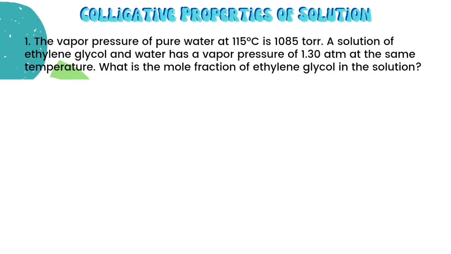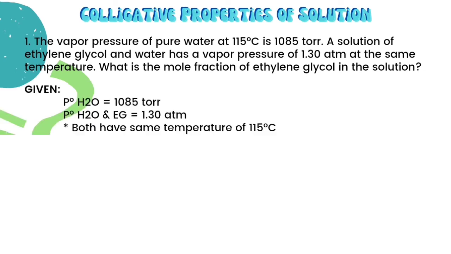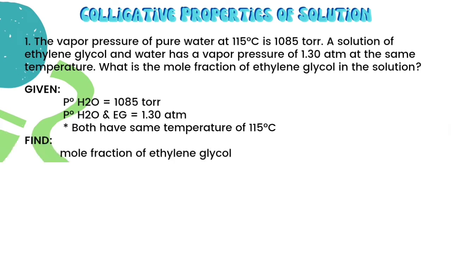For the first problem that we have, the question is: the vapor pressure of pure water at 115 degrees Celsius is 1085 torr. A solution of ethylene glycol and water has a vapor pressure of 1.30 atm at the same temperature. What is the mole fraction of ethylene glycol in the solution? So, the given in this situation is that the vapor pressure of water and the solution of ethylene glycol together with water is 1085 torr and 1.30 atm, respectively, and both have the same temperature of 115 degrees Celsius. Now, let's calculate for the mole fraction of ethylene glycol.